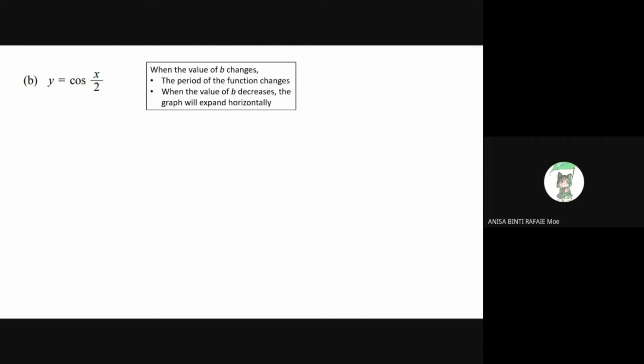B, y equals cos x over 2. In this question, the value of b changes instead. When it does, the period of the function changes. When the value of b decreases, the graph will expand horizontally. So we can see that the value of b, which was originally 1, will become 1 over 2.